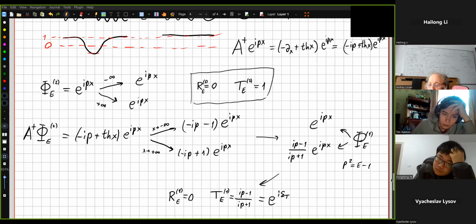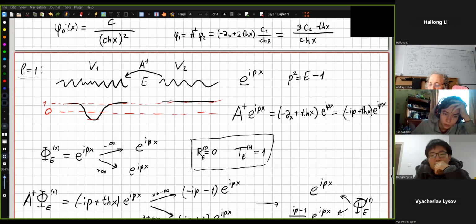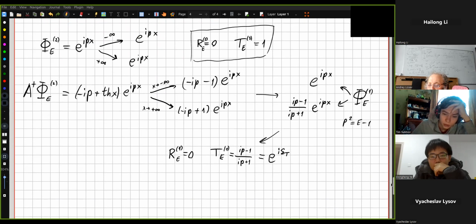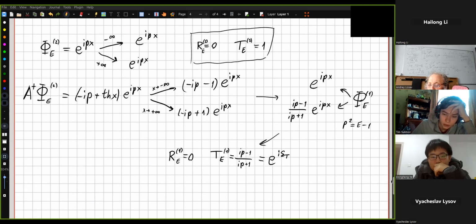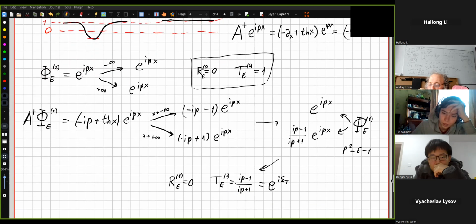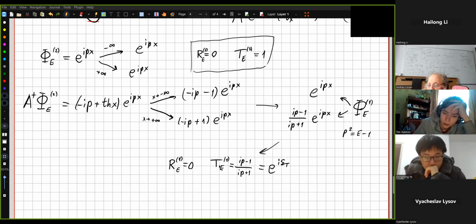Here we acted with a dagger to get the wave function for the first Hamiltonian, and we found the reflection and transmission coefficients for H1. They turned out to be 0 for the reflection coefficient, just as I remarked earlier: a reflectionless problem resulted in a reflectionless partner problem. And the transmission coefficient was just (ip minus 1) over (ip plus 1), where p is the momentum.